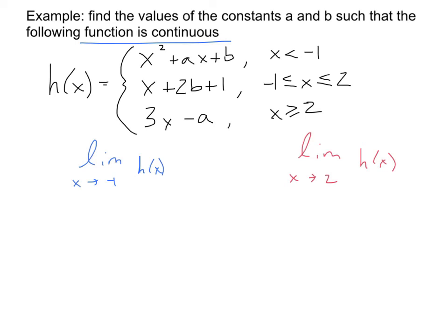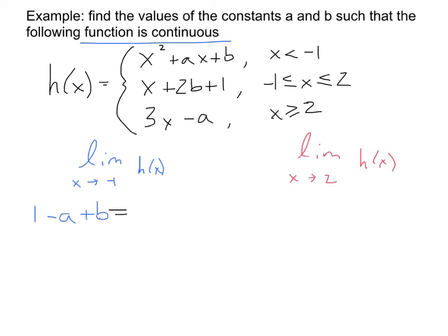Well, if the limit as x approaches negative 1 of h of x exists, it means the limit from the left and from the right at negative 1 have to be equal, right? So how do I approach negative 1 from the left? Well, from the left, I would use this function. So I will evaluate this for negative 1. When I evaluate that for negative 1, I end up with 1 minus a plus b. That will have to be equal to the limit from the right.